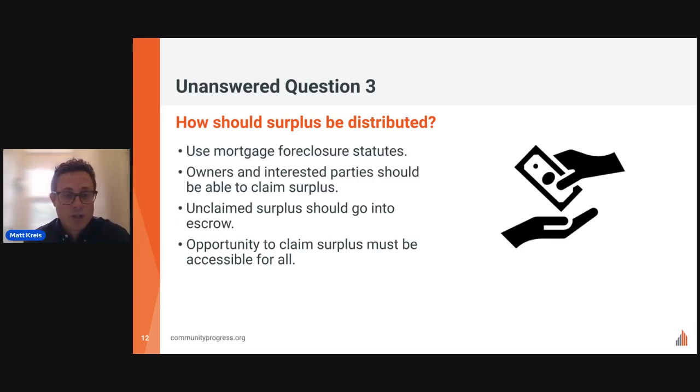So let's say we do get some surplus. There's excess proceeds, or that's excess value in the property, right?